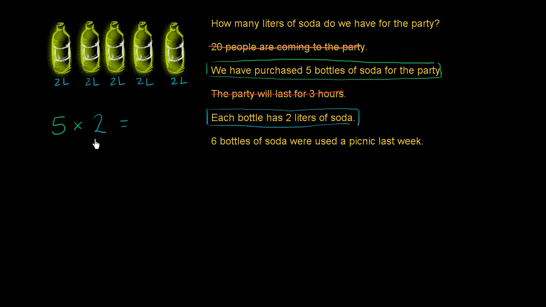Well, 5 times 2 is the same thing as 2 plus 2 plus 2 plus 2 plus 2. You have 5 twos added together. So this is going to be equal to, let me write this down, 2 plus 2 plus 2 plus 2 plus 2, which is equal to 2, 4, 6, 8, 10. 5 times 2 is 10. We have 10 liters of soda for the party.